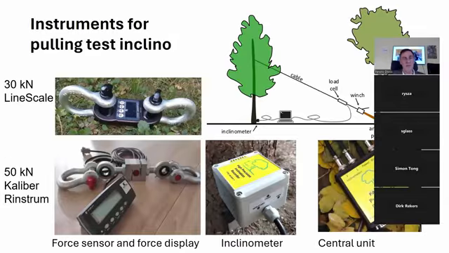The instruments we are using for pulling tests, we need a force meter. We are using two types of force meter. One is the line scale. This is a relatively new one we introduced in our system. Capacity is 30 kilonewton, I mean 3 ton. And the other one, the Rinstrom sensor, has 5 ton capability. And this one has a possibility for connecting by cable and Bluetooth. In case of line scale, the communication mode is low energy Bluetooth.